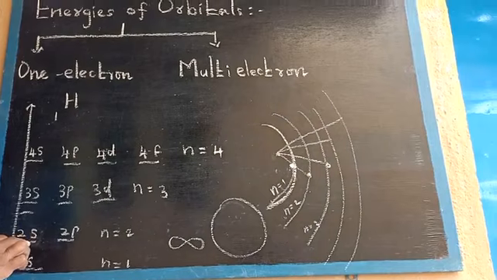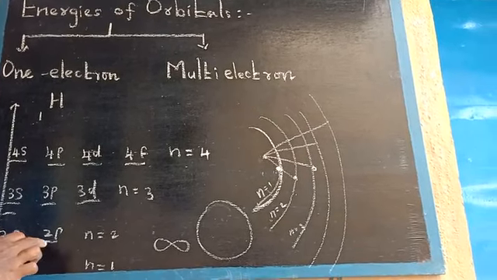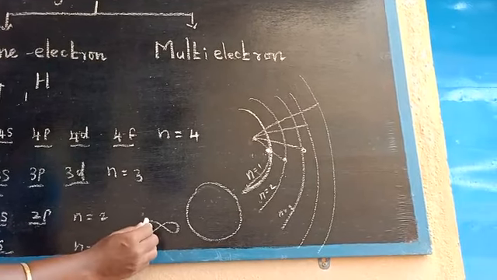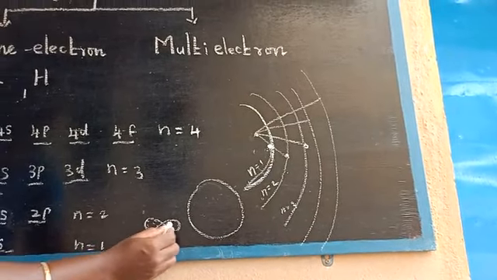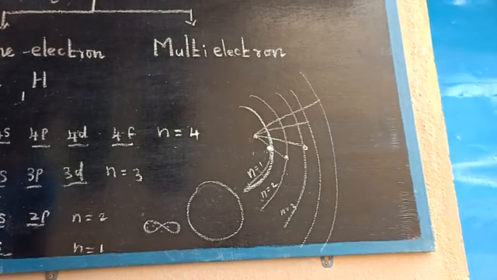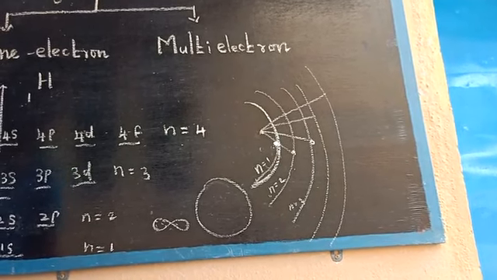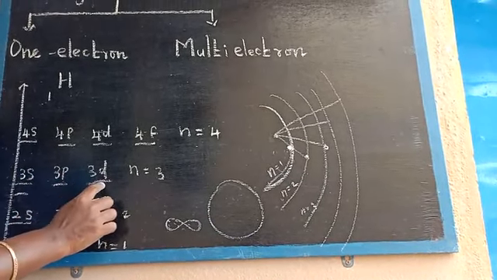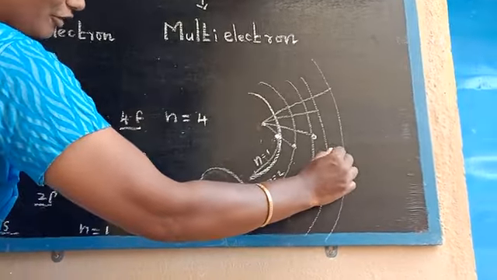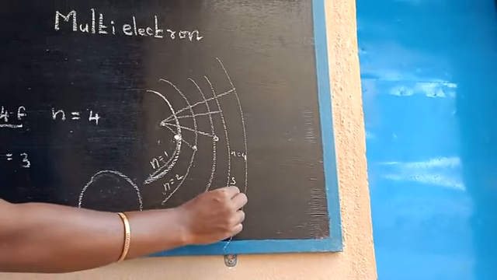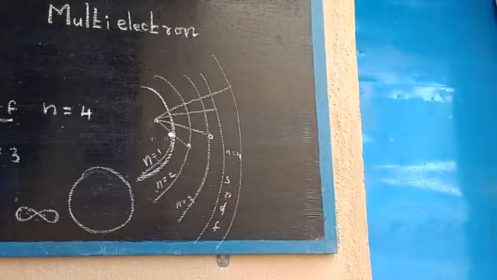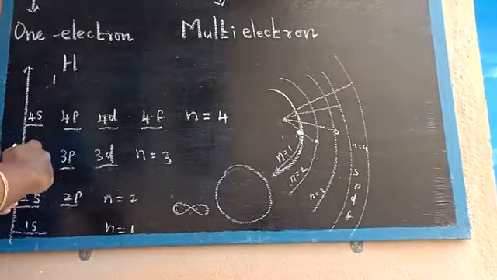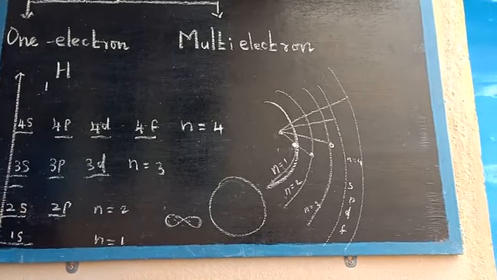Here the electron movement is circular, spherical in shape. In the p orbital the electron moves in the dumbbell, that means the electron is present only here. Even here the electron is absent, that is, the angular distribution is 0. Same way n is equal to 3, here s orbital, p orbital, d orbital. Here n is equal to 4, s orbital, p orbital, d as well as f orbital. Based on this, the energies of the electron are arranged like that.